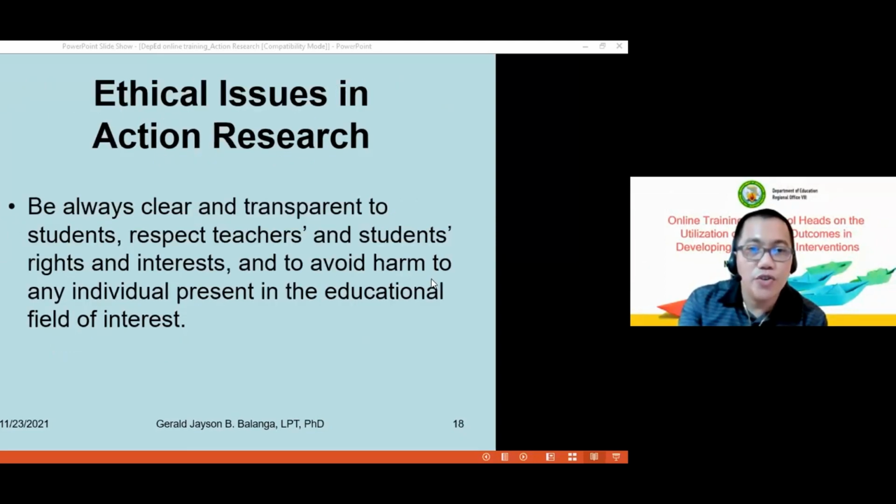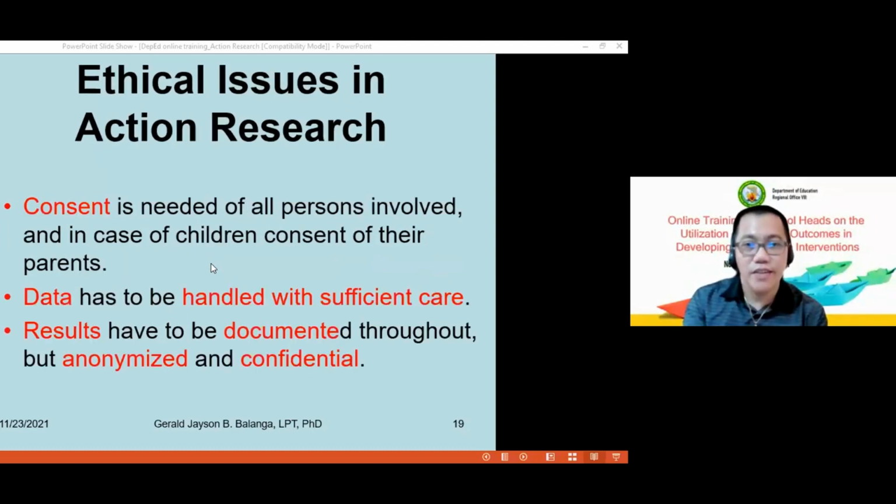Well, ethical issues, I think you already know them: you have to avoid harm to participants and seek consent, no? Consent is needed. In the case of children, you need consent from the parents. Data has to be handled with sufficient care. That's important. Then the results should be documented throughout, but anonymized and confidential.